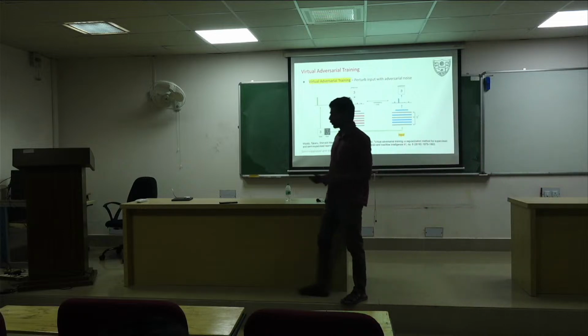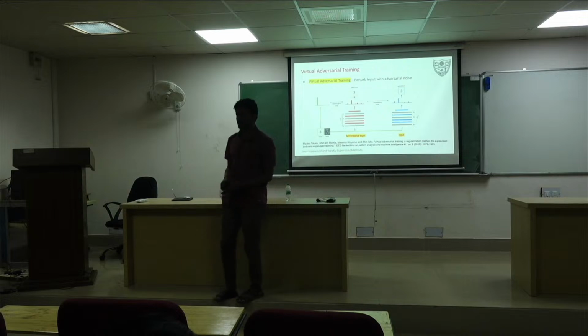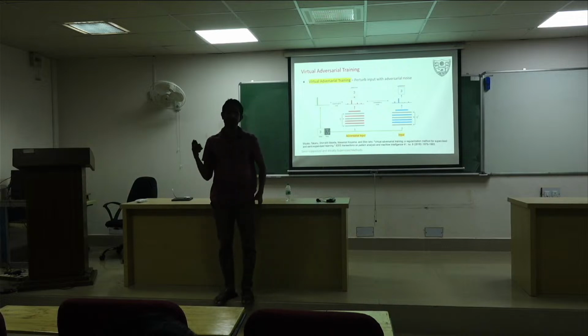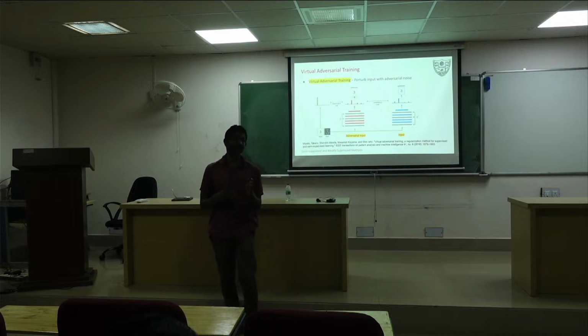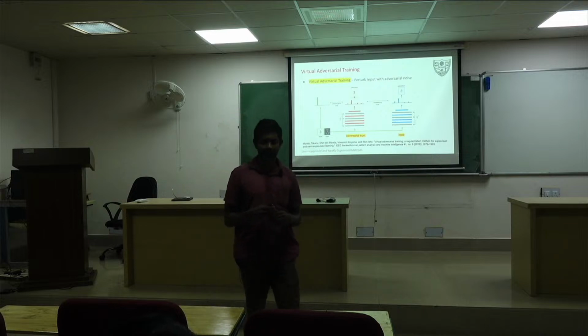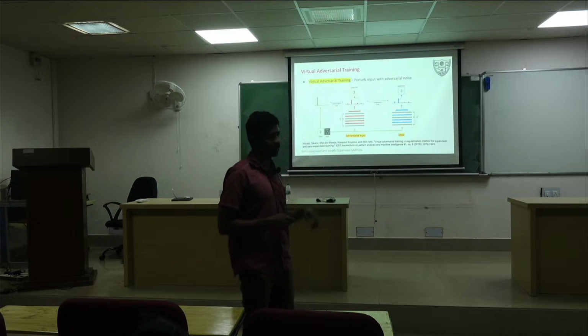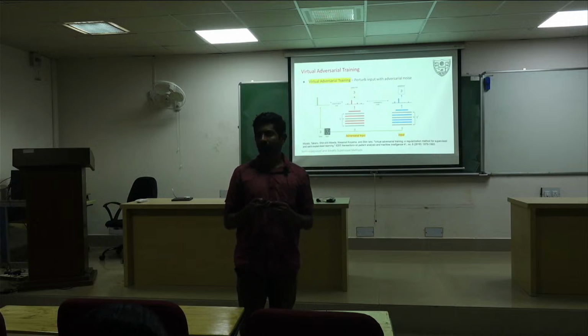So how do you find it? Once you have a neural network, you can look at the derivative of the output with respect to all these input values, and you can see where the derivative is maximum. That particular vector is the adversarial noise.